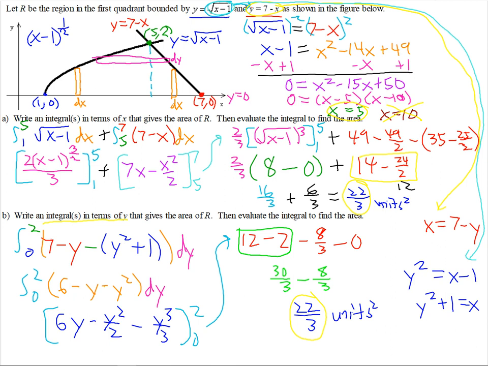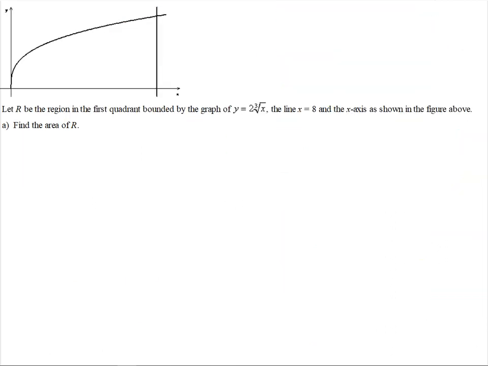All right. Now let's take a look at another one without calculator, and then we'll look at one that's with the graphing calculator. So this one says, let R be the region in the first quadrant bounded by the graph of y equals 2 cube root of x. So that's this one. The line x equals 8. You can see that's the vertical line right here. And the x-axis right here. Find the area of R.